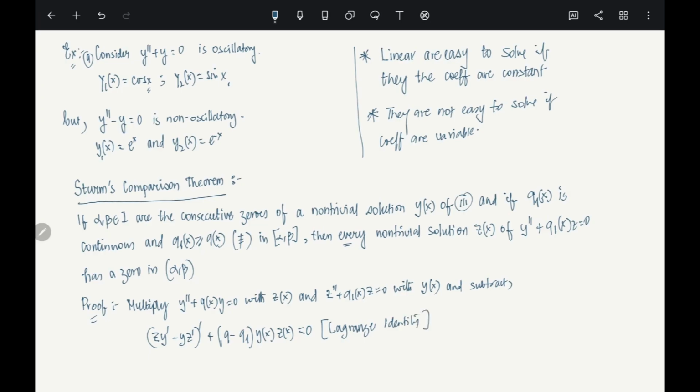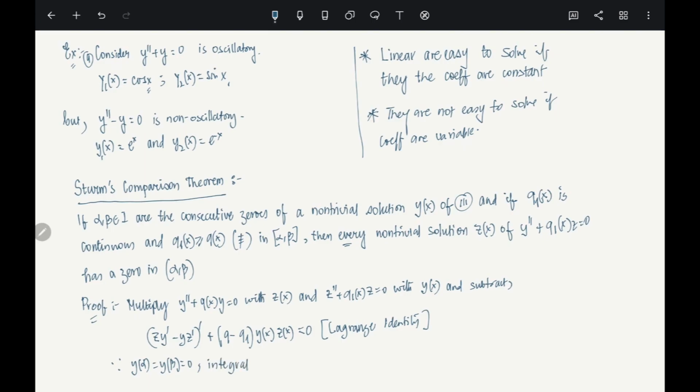But anyway, exactly the same thing. If you just take the integration part, then you can call it Green's. But anyways, this is the Lagrange identity. The proof of this we did in the last class, so I am not discussing this part. Now once this is true, y at the point alpha equals y at the point beta equals 0. This is given, right? Consecutive zeros, you remember.